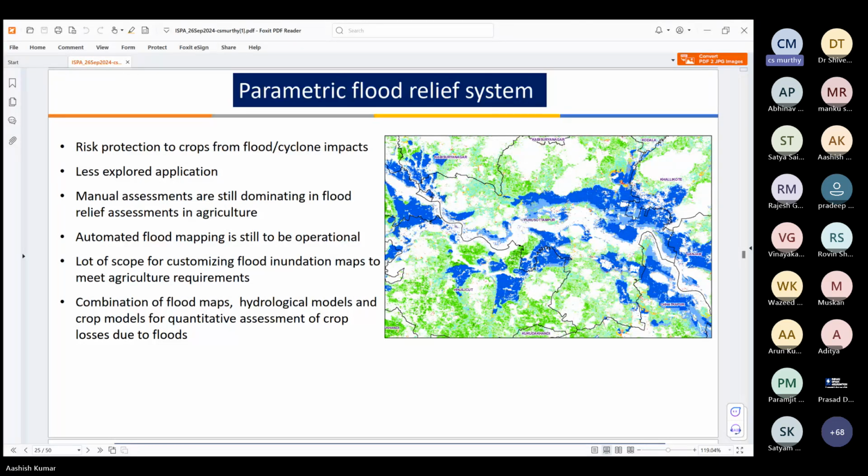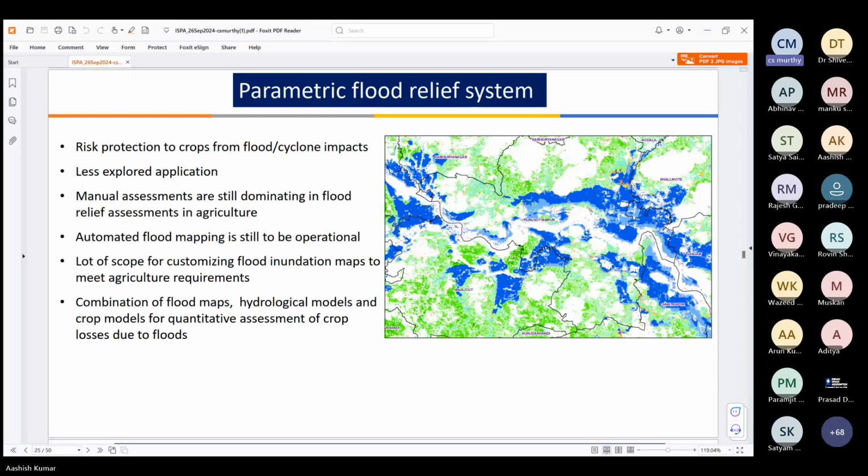This is one important point I want to sensitize the participants about. Flood impact assessment or flood risk management, particularly in agriculture, has still not happened.